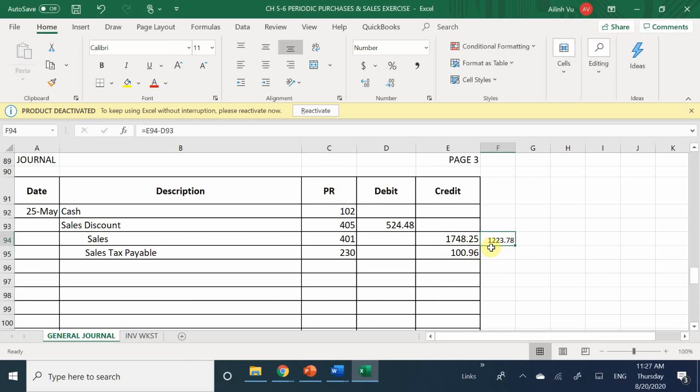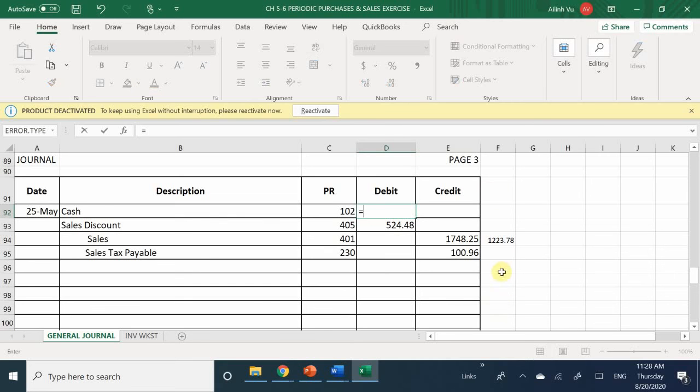which is $1,200. In this case, my sales tax is going to be $196. Okay, so what is the total amount of cash I'm actually going to be receiving? 1324.73.